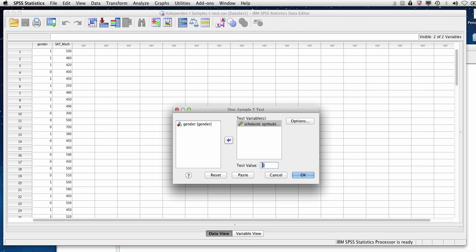We're going to assume that the population mean is 500, and so we type 500 in the test value box. So what we're doing is testing the mean for the sample of 75 students against the population mean of 500. And then we click on OK.